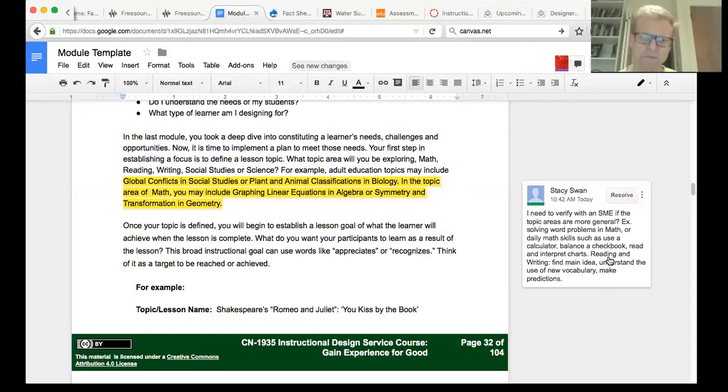In reading and writing, they're just looking to find the main idea of maybe an article out of the newspaper, or understand the words and the new vocabulary that might come from that article in the newspaper or a magazine. Being able to make predictions. So doing graphing linear equations is way over the top. That's to the moon. So at what point do you then introduce the standard itself?